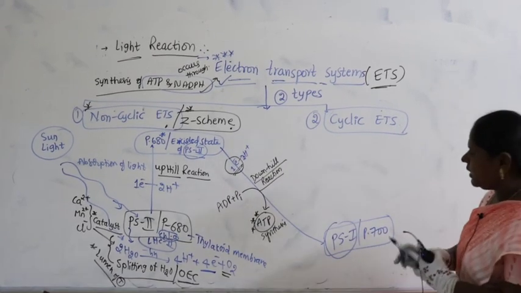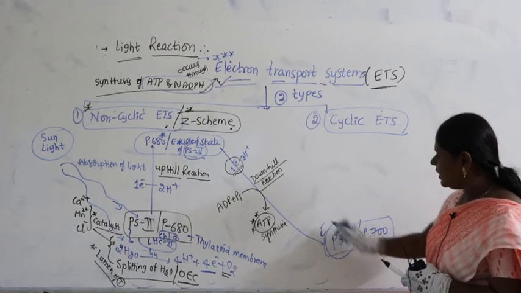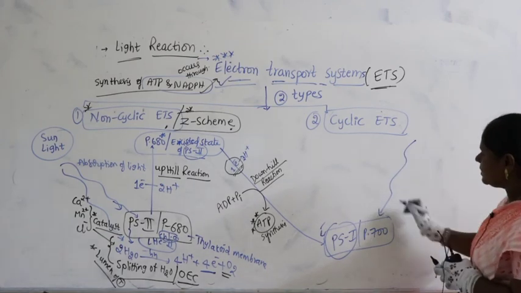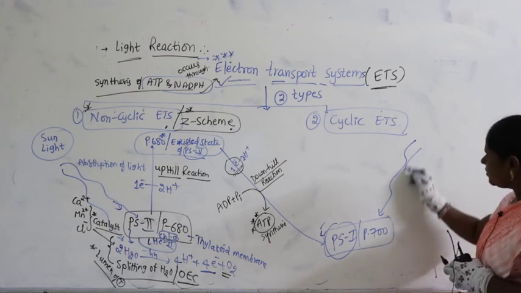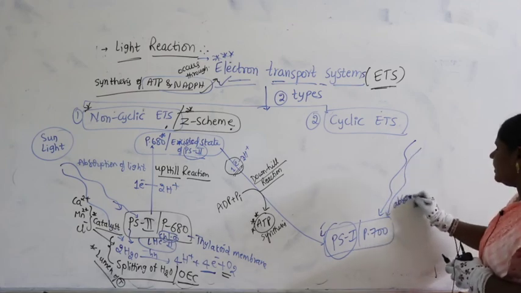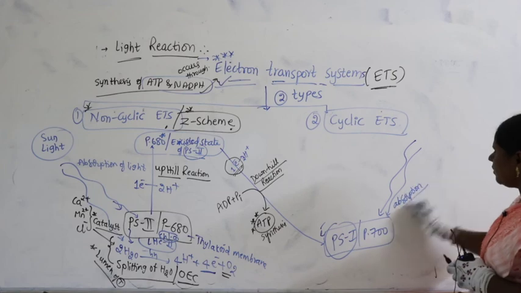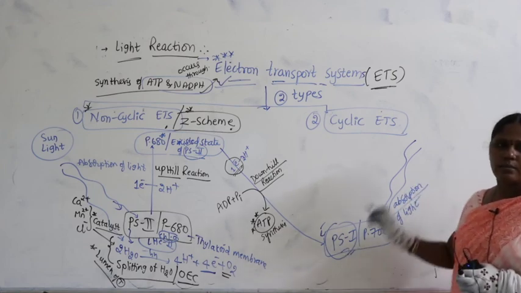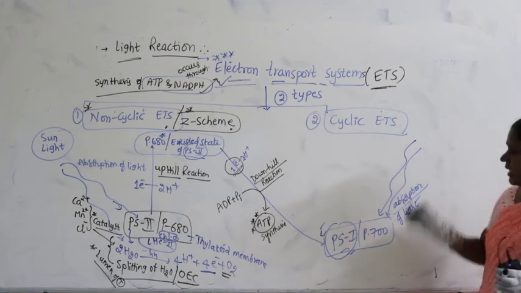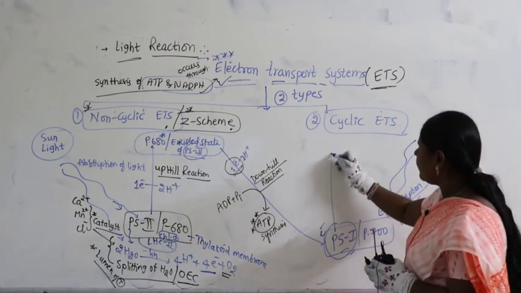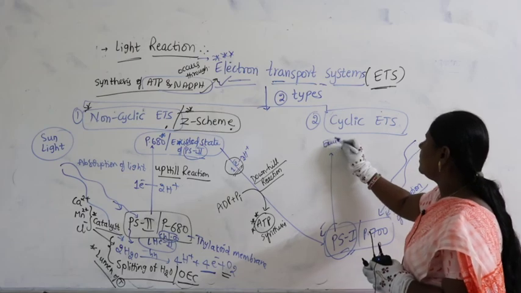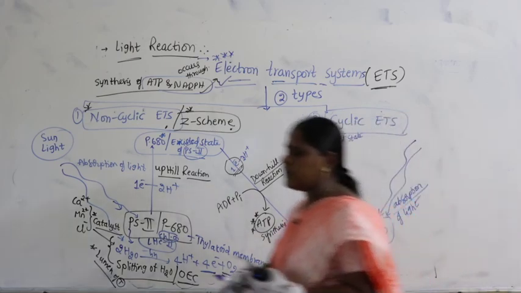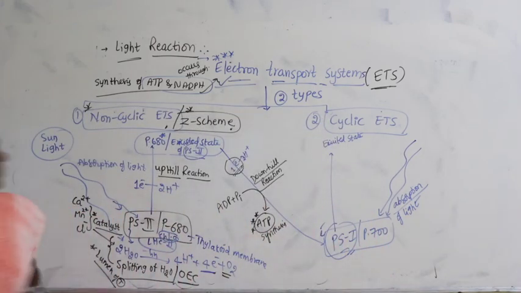Now, the electrons are then with PS1. At the same time, sunlight is falling on PS1. With the absorption of light, PS1 also has an absorption of light, because this is also a photosystem. With the absorption of light, PS1 gets to the excited state. Remove that cyclic; we will discuss cyclic later.